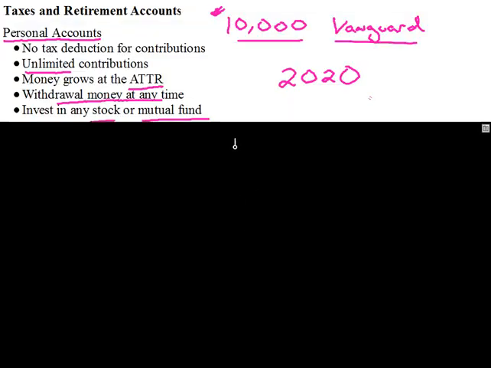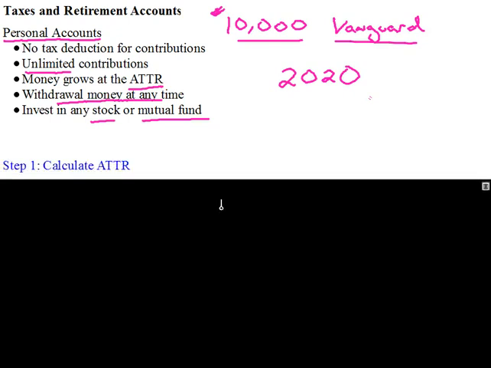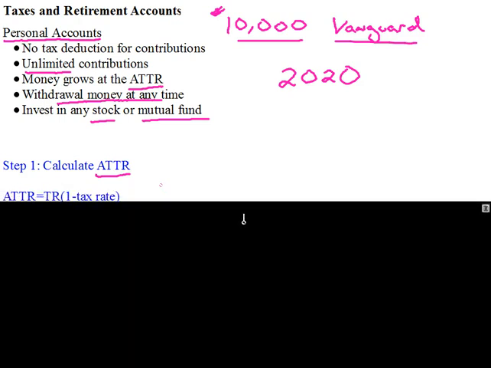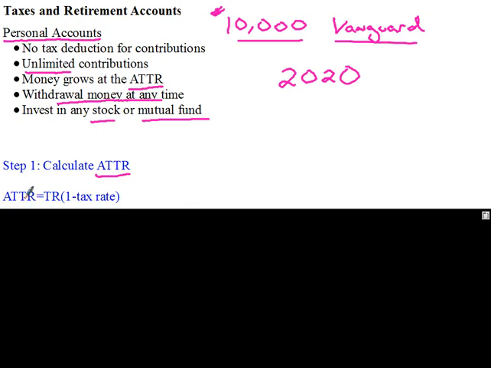All right, so let's do the math behind this. How would we calculate this? Well, the first step in calculating how much money we will accumulate over some time period is that we have to calculate the after-tax total return. I'm going to do an example of this. That's calculated by taking the total return, the percent that you're earning each year, times 1 minus your investment tax rate. I just have tax rate here. I should probably have investment tax rate.